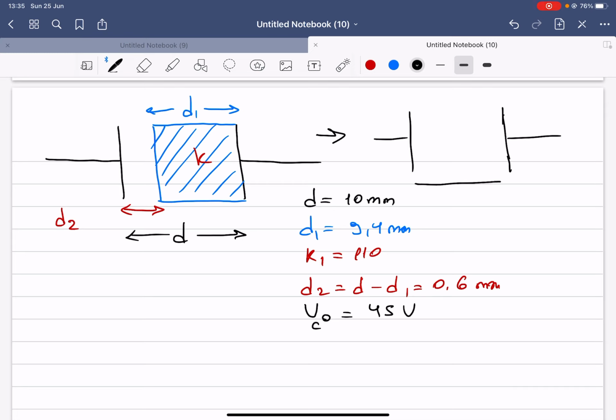Okay, when D is just equal to 10 millimeters, K here is equal to 1 because it's filled with air. When K1 is removed, what will be the new potential difference? So what is VC final when K1 is removed? Okay, so how can we find it?